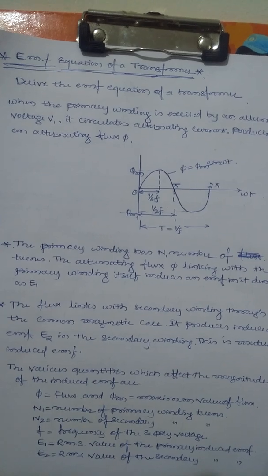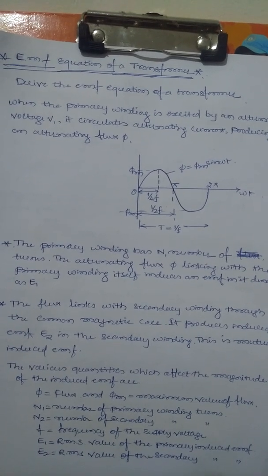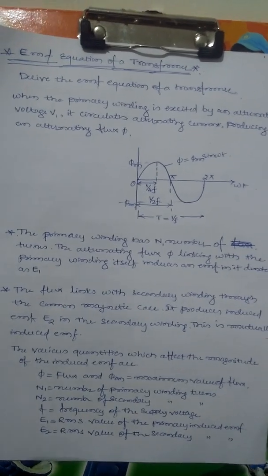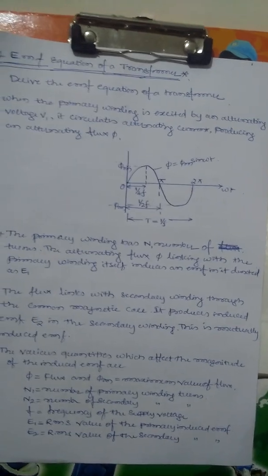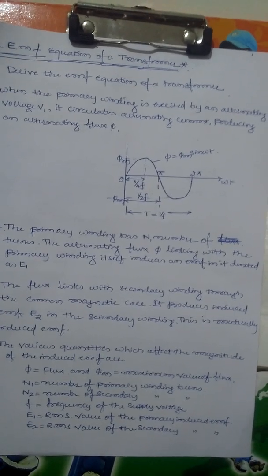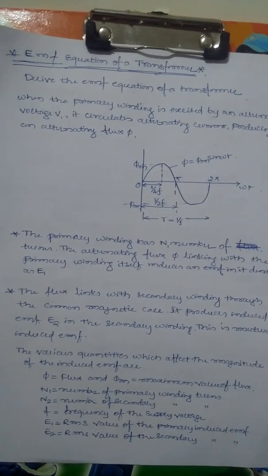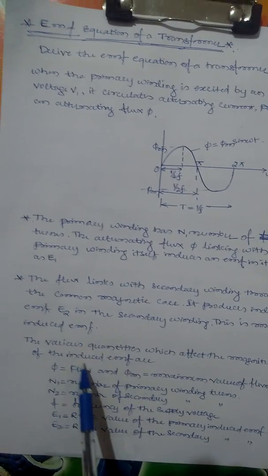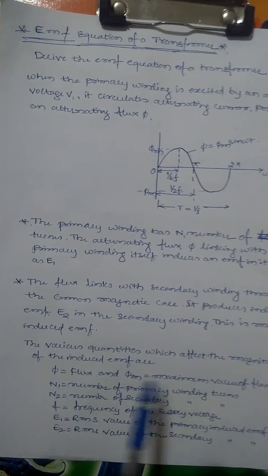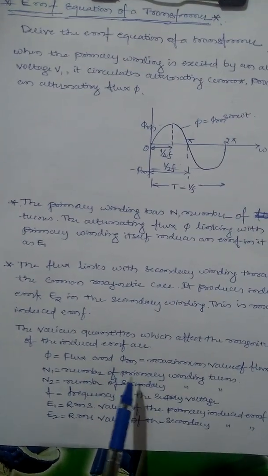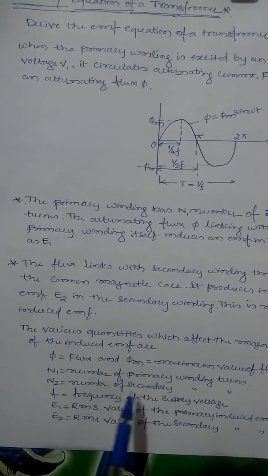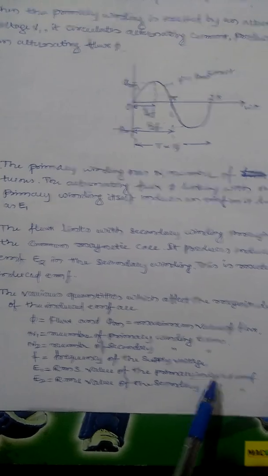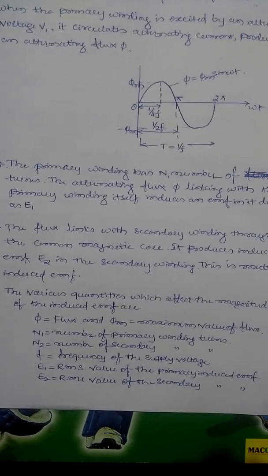The same flux links with the secondary winding through the common magnetic core and produces an induced EMF E2. The secondary winding has a mutually induced EMF, with respect to the N2 turns. Here the various quantities: flux phi, phi m is the maximum flux, N1 is the number of primary winding turns, N2 is the number of secondary winding turns, f is the supply frequency, E1 is the RMS value of the primary induced EMF, and E2 is the RMS value of the secondary induced EMF.